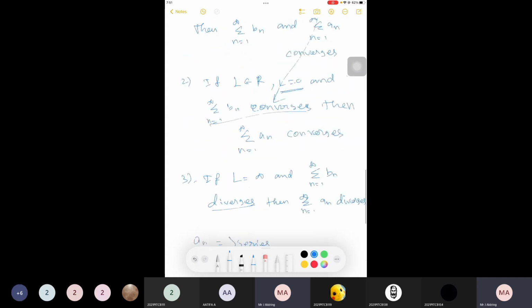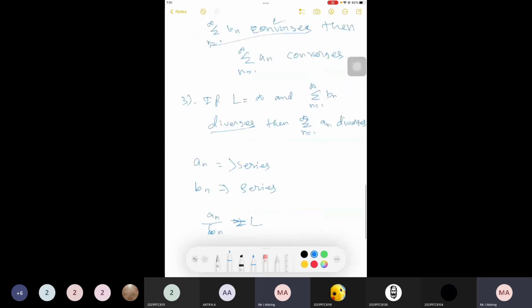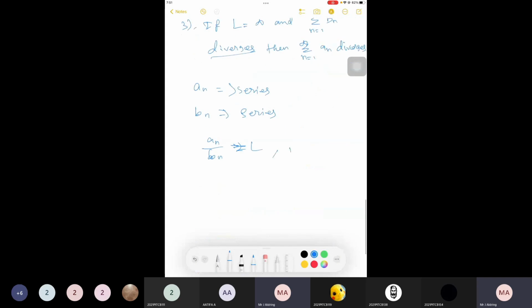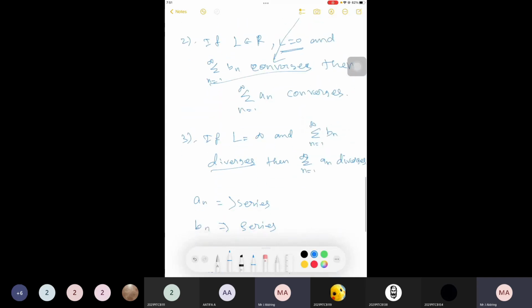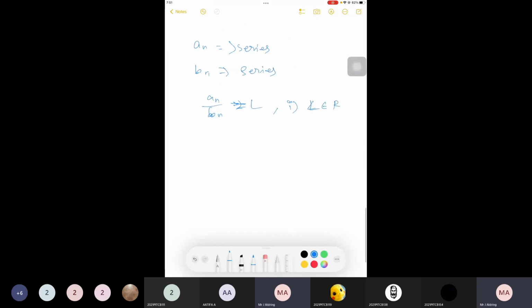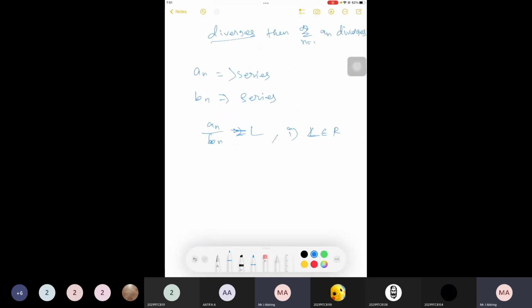The first condition is when the L value is any real number. Then at the same time B_n should be convergent. If B_n converges, then we can say the numerator is convergent as well. When you divide A_n by B_n and it tends to L, then we can say that the series of B_n also converges.